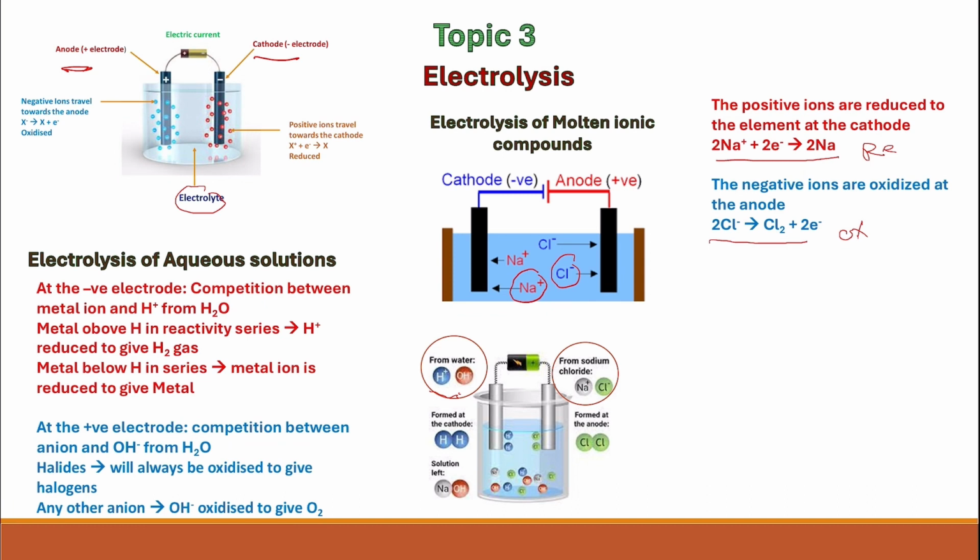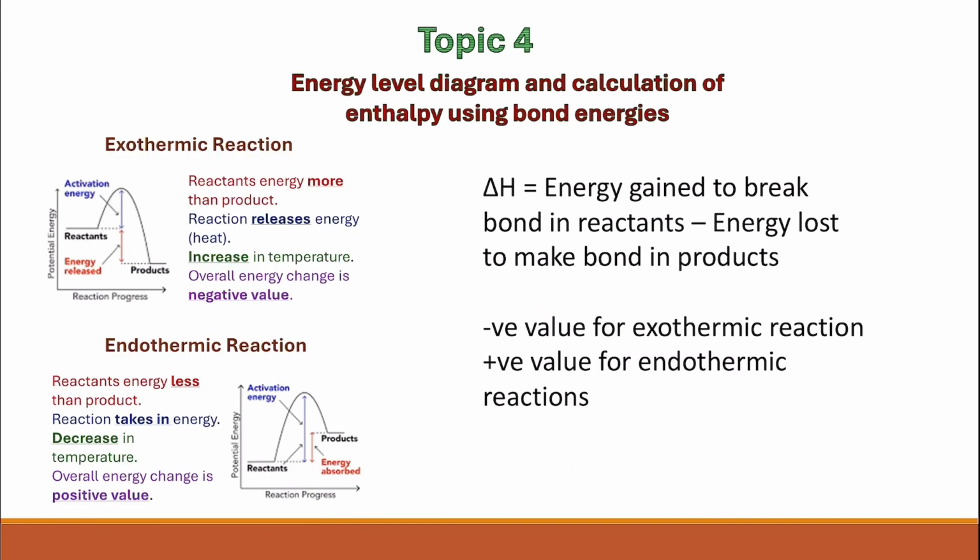At the positive electrode, the competition will be between the anion and the OH minus, or the hydroxide ion from water. So if you have a halide, the halide will be oxidized to give the halogen. So if you have chloride, bromide, or iodide, they will be oxidized to give chlorine, bromine, or iodine. But if you have any other anion like sulfate, nitrate, anything else, then it's the hydroxide that is going to be oxidized to give oxygen. So the product here at the positive electrode will be oxygen gas.